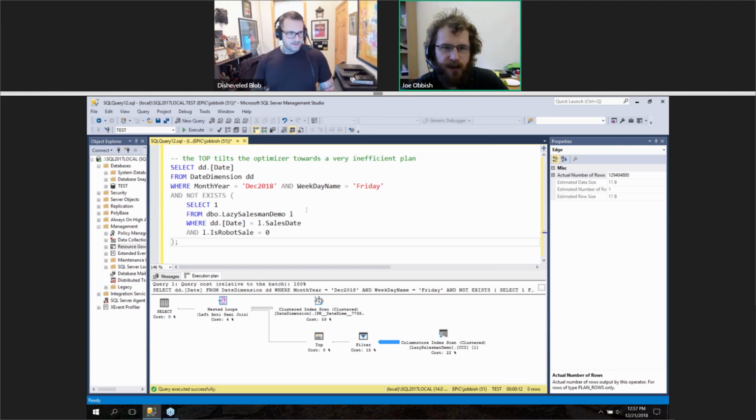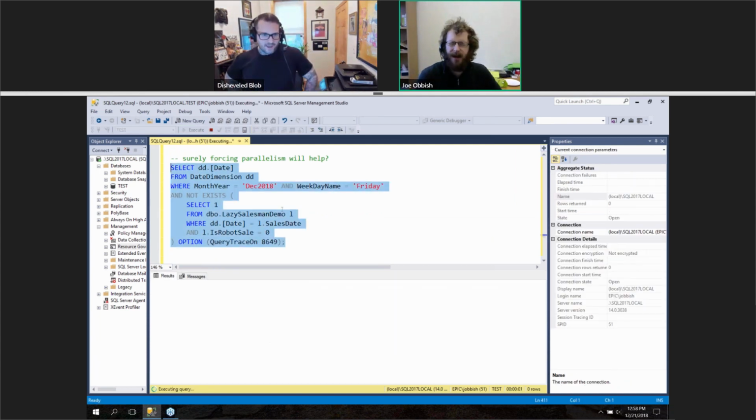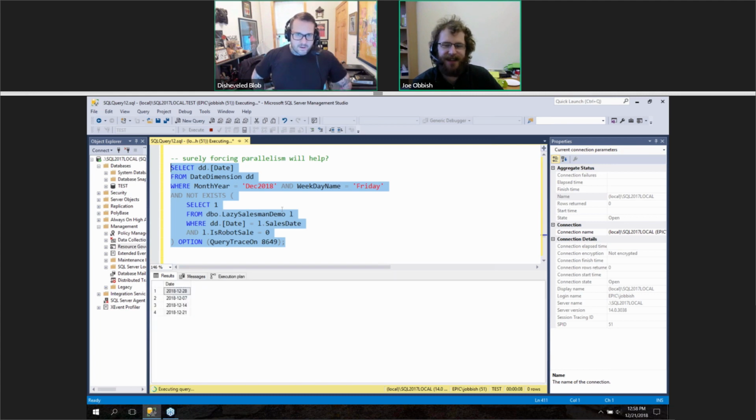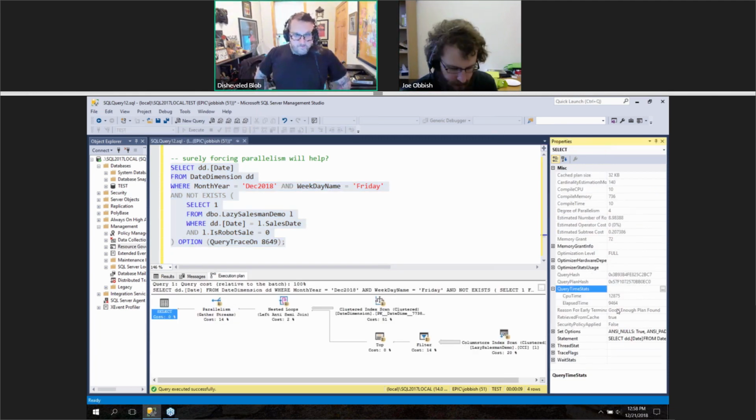So how can I make this query faster? Maybe I'll just brute force it, right? And add an undocumented trace flag to make it run in parallel. Parallelism is good, right? Always. All right, so I got a little faster. Not really.